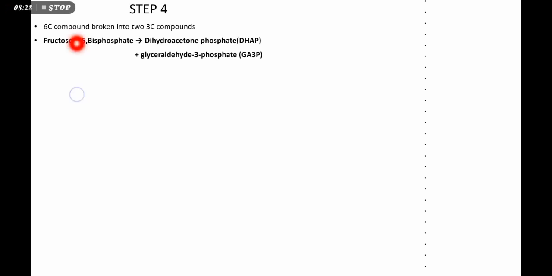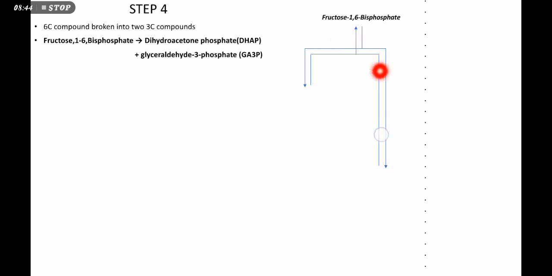Well, in step 4, a 6-carbon compound is broken down into 3-carbon compounds. How? Fructose 1,6-bisphosphate is converted into dihydroxyacetone phosphate, which is a 3-carbon compound, plus glyceraldehyde 3-phosphate, which is also a 3-carbon compound. Here, let me write down the reaction. This arrow suggests this is a reversible reaction.